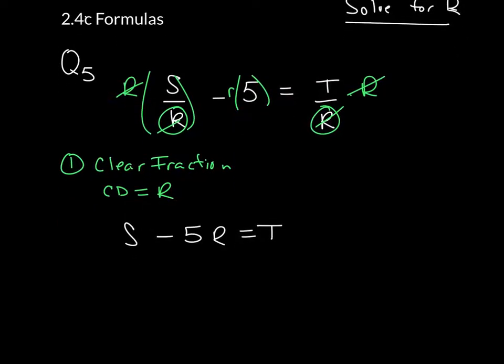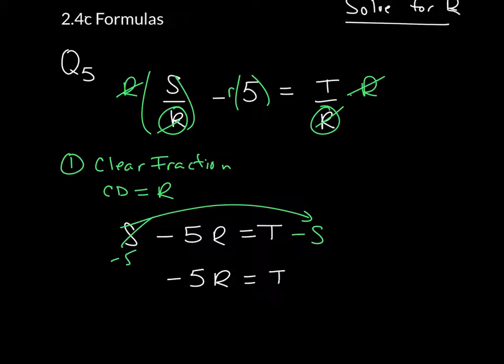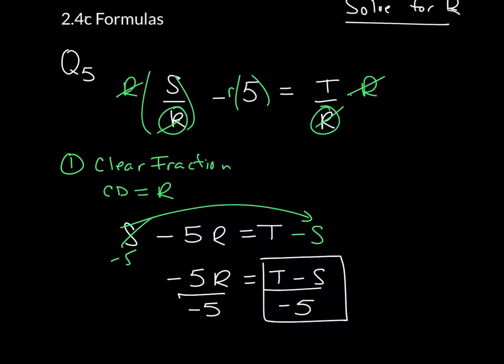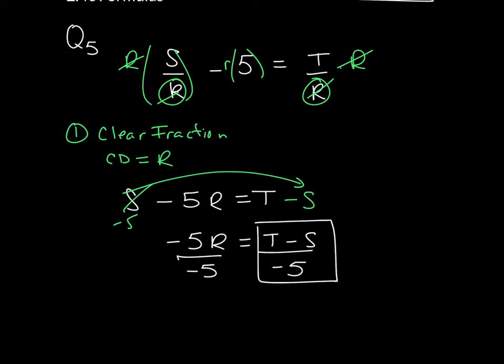Now, we want to move this s to the other side of the equation. We do that by subtracting s from both sides. And then we are left with minus 5r is equal to t minus s. And then the last step is again to always divide by whatever the coefficient is, which in this case is minus 5. So our final answer is t minus s in the numerator divided by a negative 5.